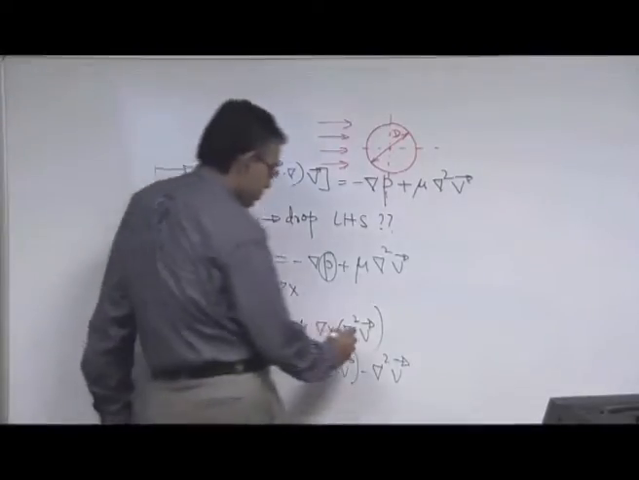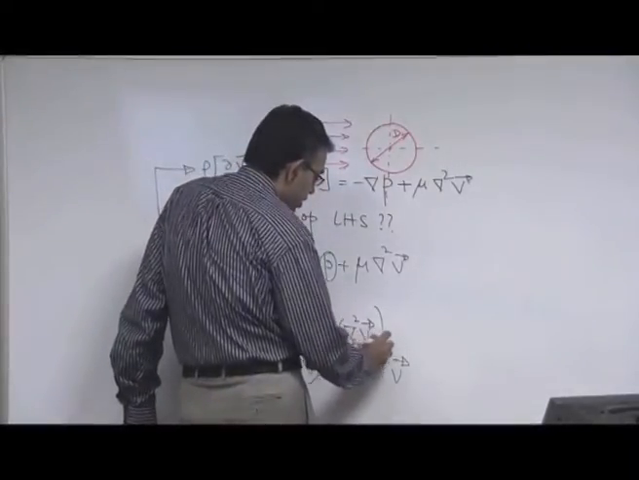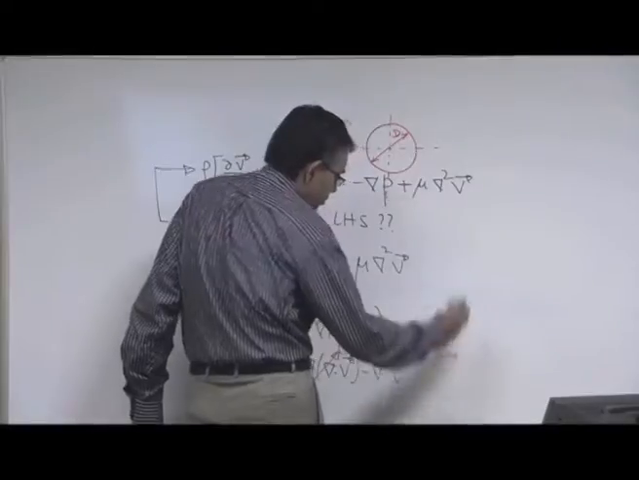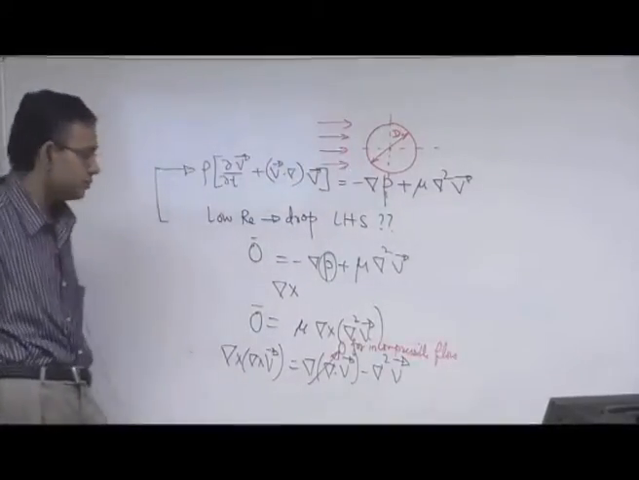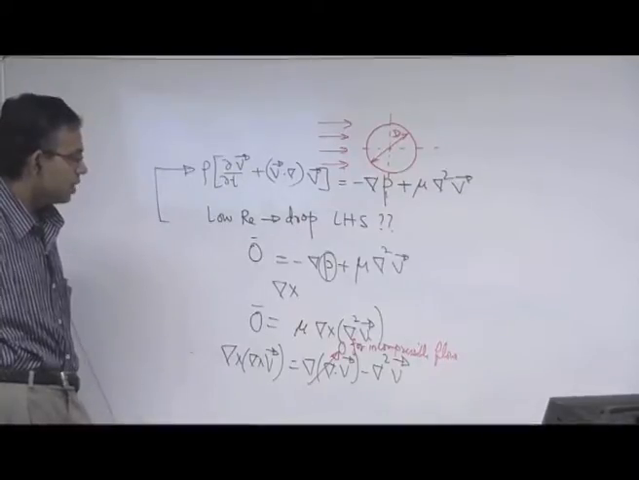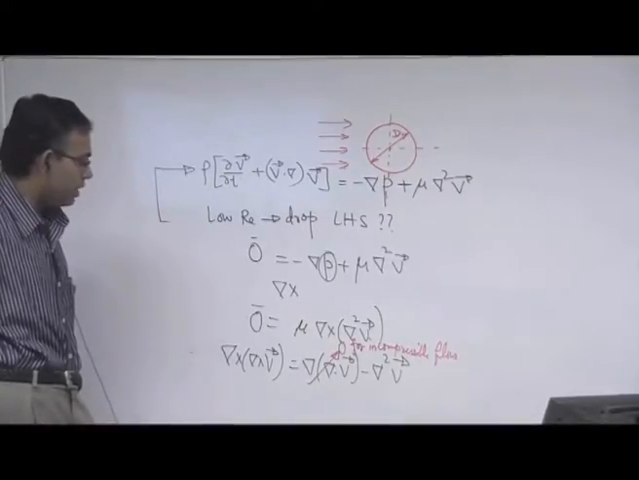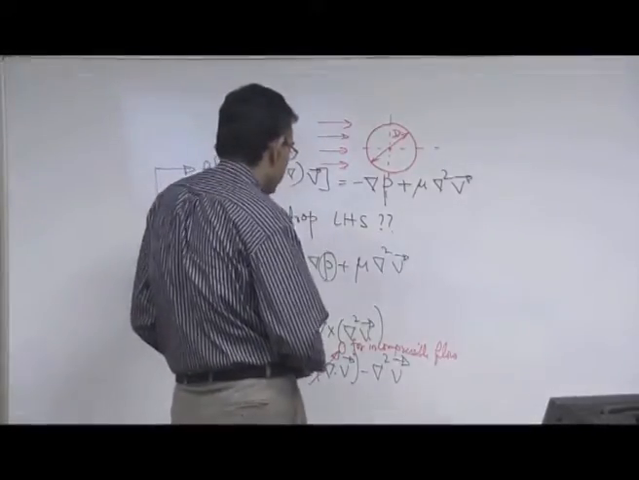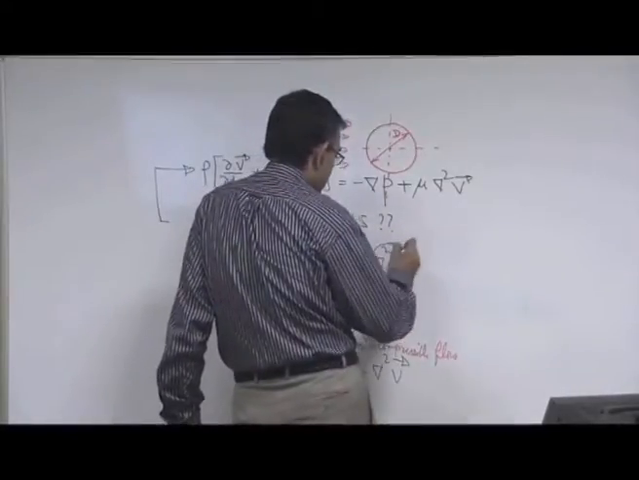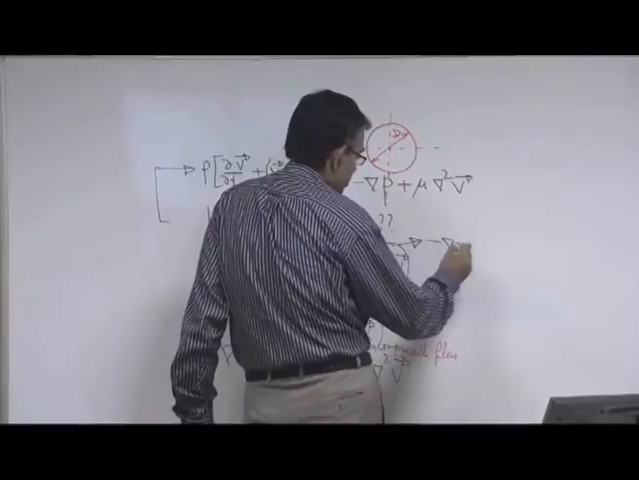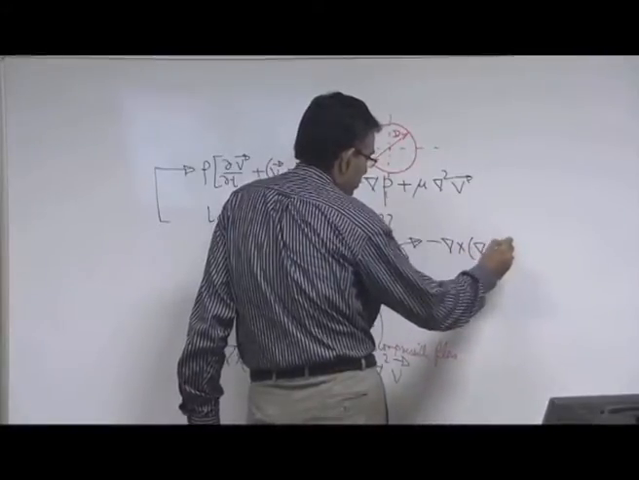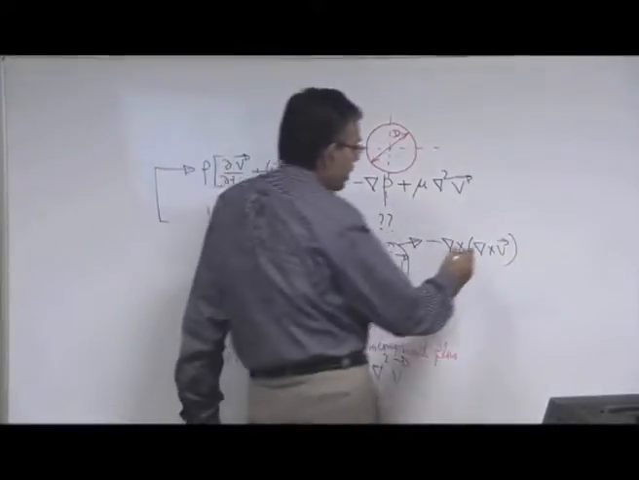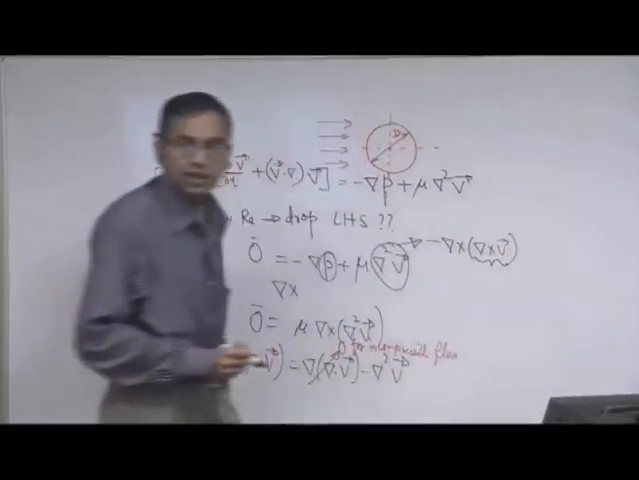For incompressible flow, not for all cases, only for incompressible flow. So, instead of del square V you can write minus del cross del cross V, using this identity. And what is del cross V? What is the curl of the velocity? That is nothing but the vorticity.